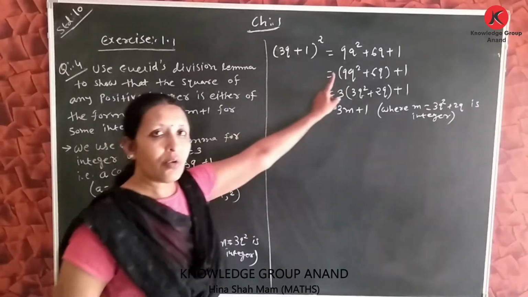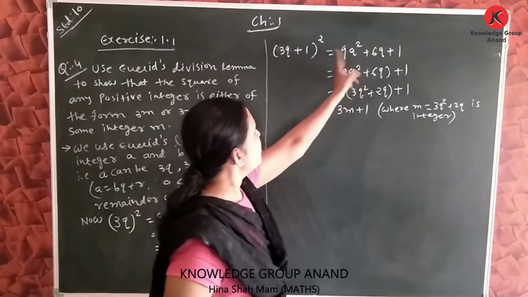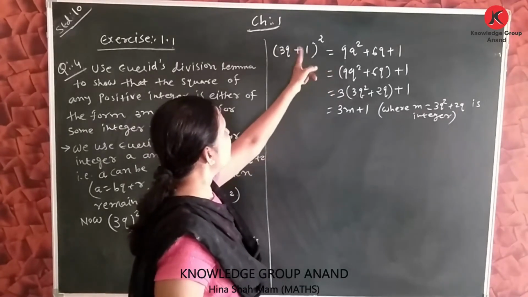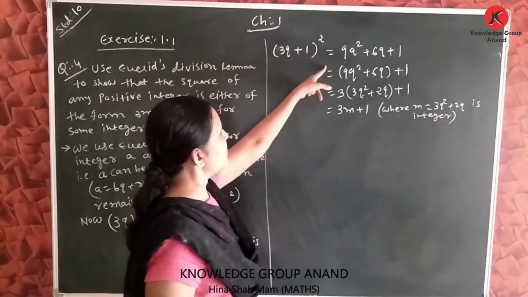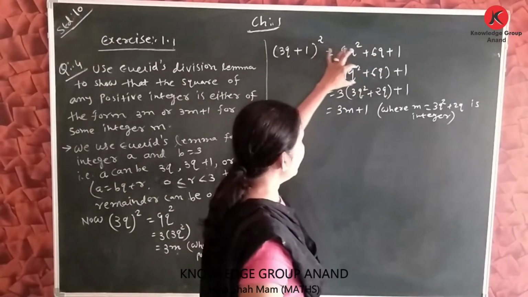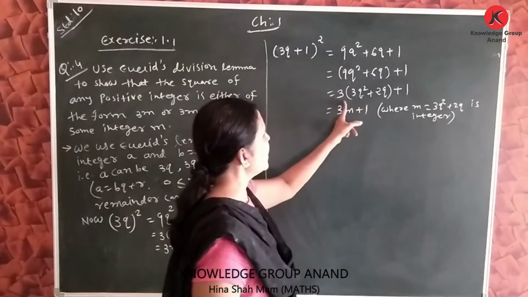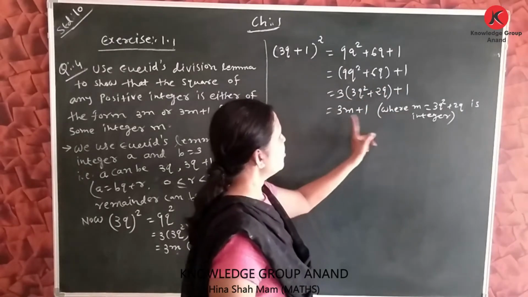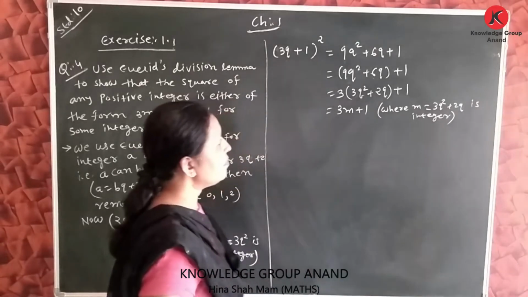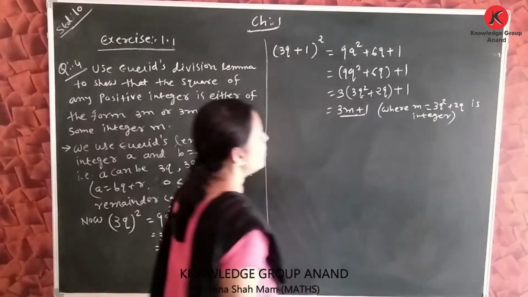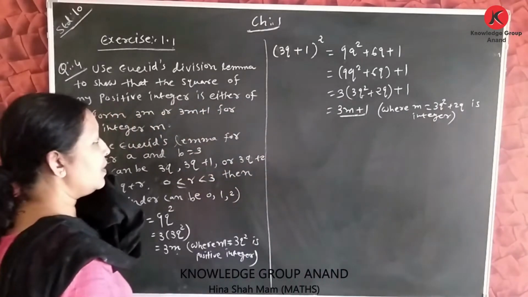Correct? Now we expand this number, 9q square plus 6q plus 1. We write it in the form of 3m plus 1. In 9q square plus 6q, the common number is 3. Therefore, 3 into (3q square plus 2q) plus 1 is 3m plus 1, where m is equal to 3q square plus 2q, a positive integer.